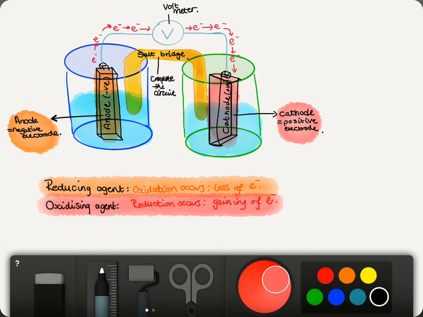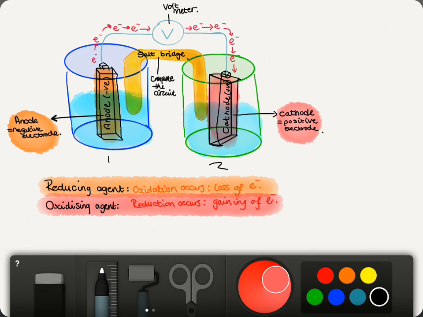Okay, so this is just going to be a very short video on me just kind of blasting through how to understand an electrochemical cell. An electrochemical cell is made of two half cells. One of the half cells will be a reduction and one of them will be an oxidation.